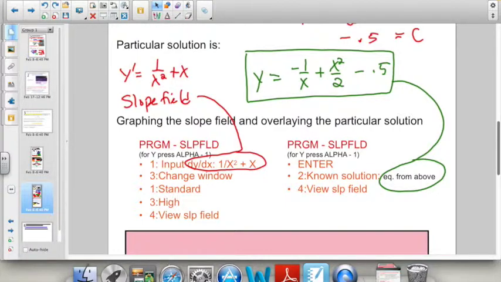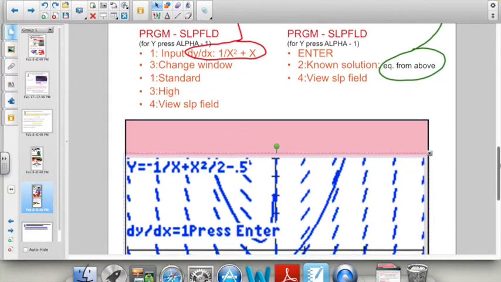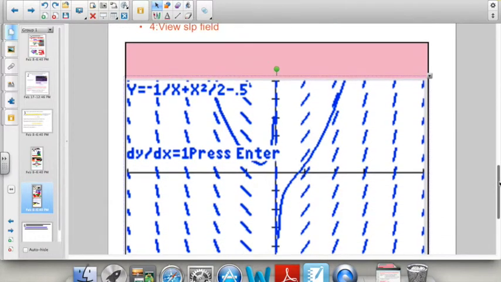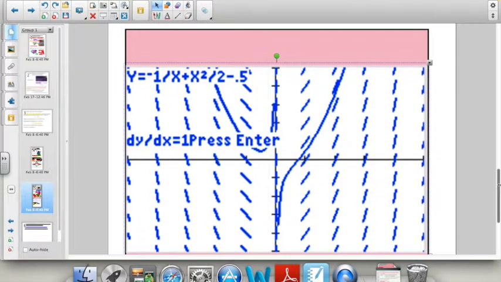Okay? And when you do that, it looks like this. And if you notice, we get 2 curves. We have those 2 curves. Which one should we really be paying attention to? The curve on the left or the curve on the right?